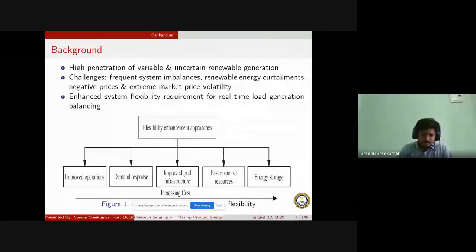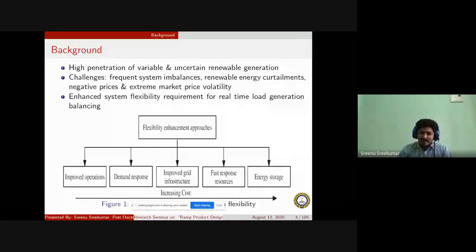Here, battery energy storage or pumped hydro plants are using, but huge investment is required in this. And another is fast response resources. The resources such as gas power plant, diesel power plants comes under this. And here also huge capital investment is required. Another is improved grid infrastructure. Tie-line interconnection with the different power systems. Here also huge investment is required.